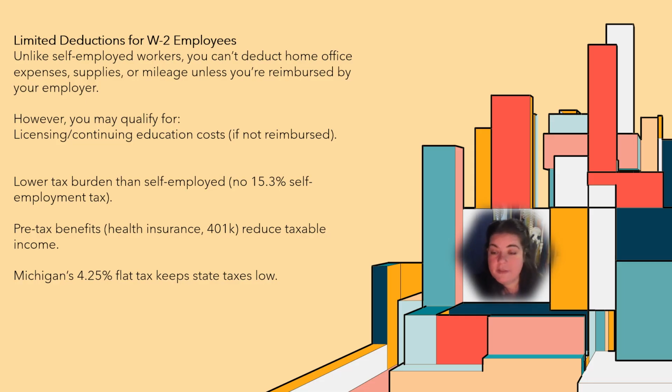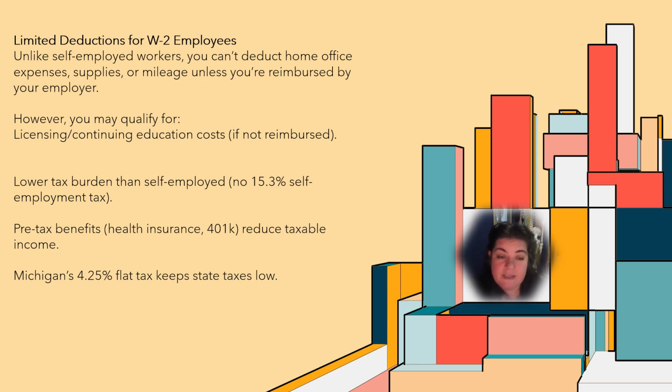So just to reiterate, there are limited deductions for W-2 employees. All right. You can't deduct home office expenses unless it's like really rare. Mileage, not usually. You could qualify for licensing or continuing education costs if your job does not reimburse you for those. So you could be putting in for your state Michigan massage therapy license. You can be putting in for your required continuing education that you need to take to maintain that license as well.